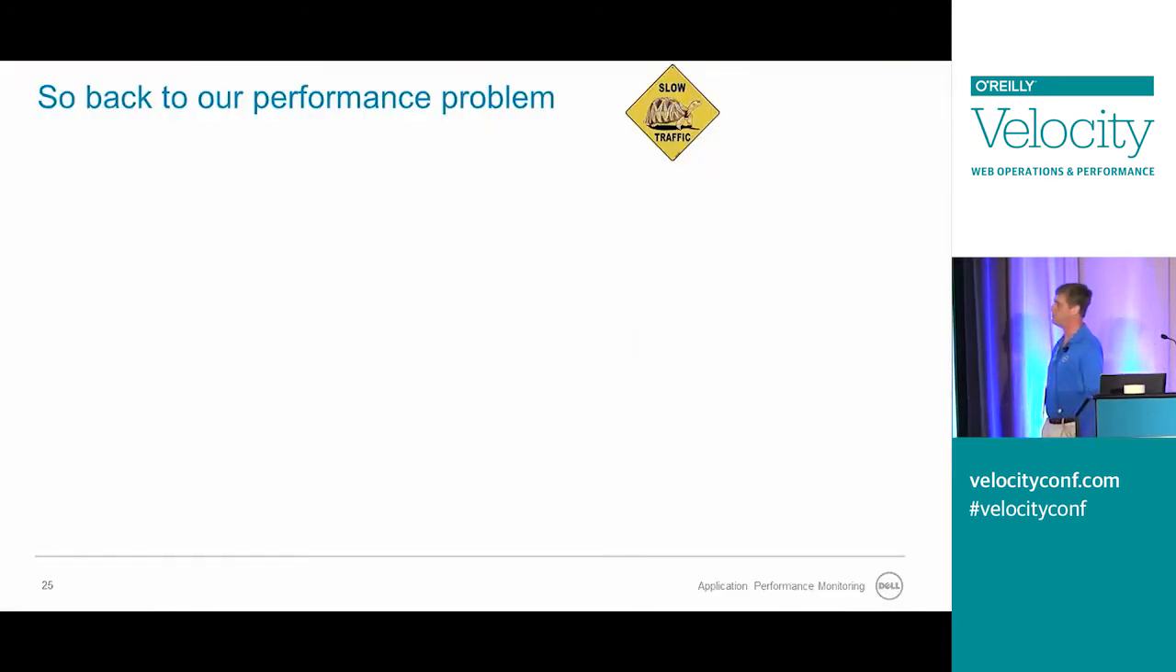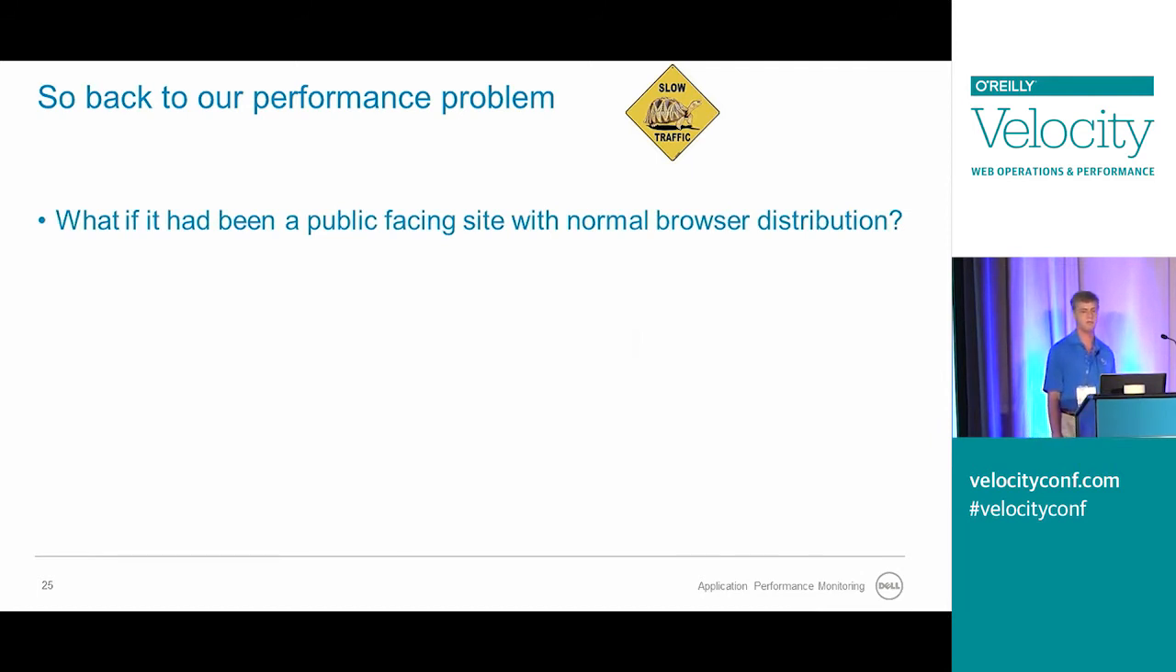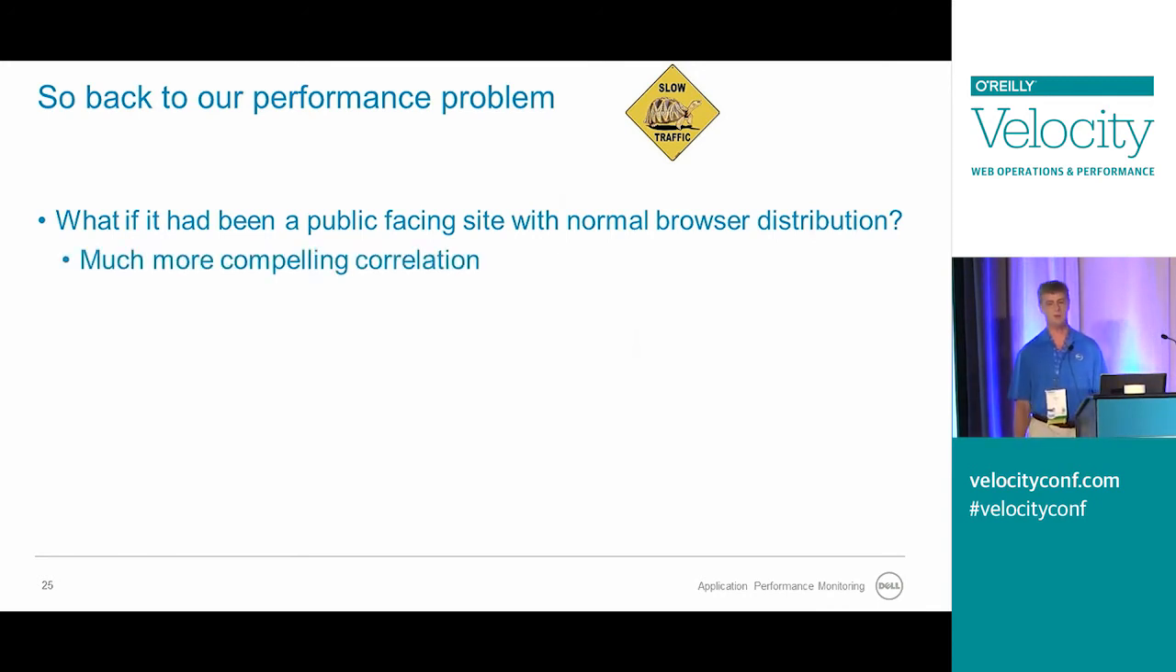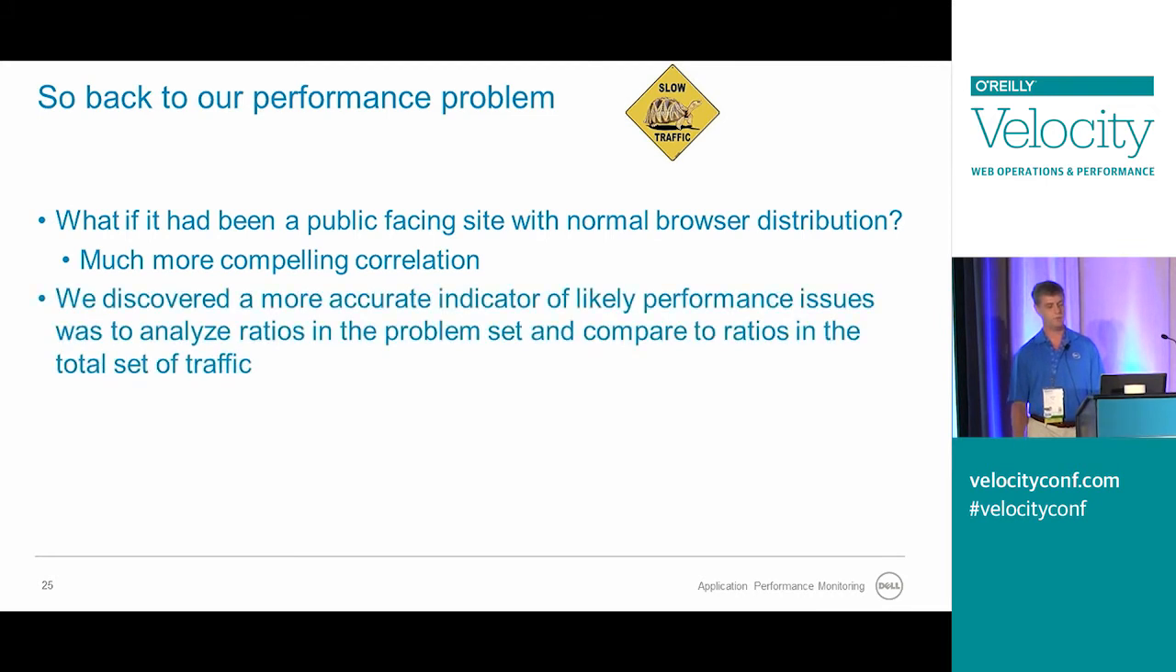So let's get back to our performance problem. What if it had been a public-facing site that I had been troubleshooting that time, with normal browser distribution? It probably would have been a lot more compelling, and I wouldn't have been laughed out of the VP's office. So from experiences like that and others, as we tried to look at how we could do something more accurate, we started looking at different techniques. We found it's much more of an indicator to look at ratios of things in the problem performance issues, and compare them to ratios in the total set of traffic, to keep from making these kinds of mistakes. So we had to give it a name. We call it differential analytics.